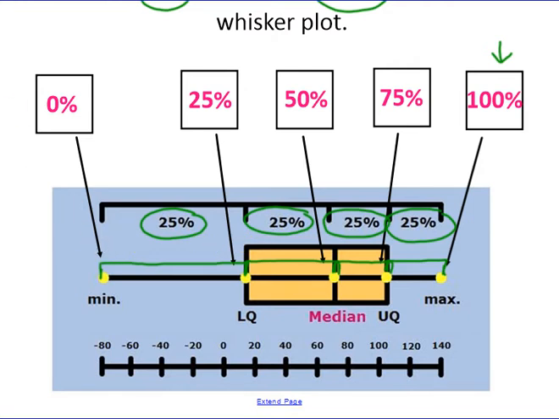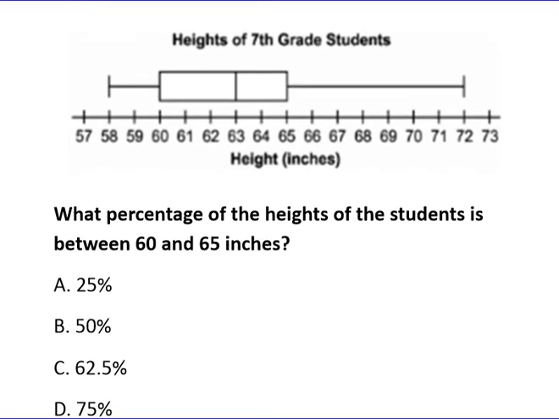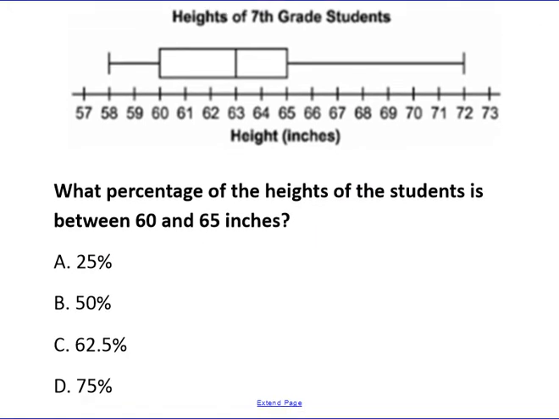So let's go ahead and practice those percents now, okay? So here's a box and whisker plot. It's talking about the height of 7th grade students in inches, okay? What percent of the heights of the students is between 60 and 65 inches? First of all, before we even look at the box and whisker plot, I want to point something out to you with these answer choices.